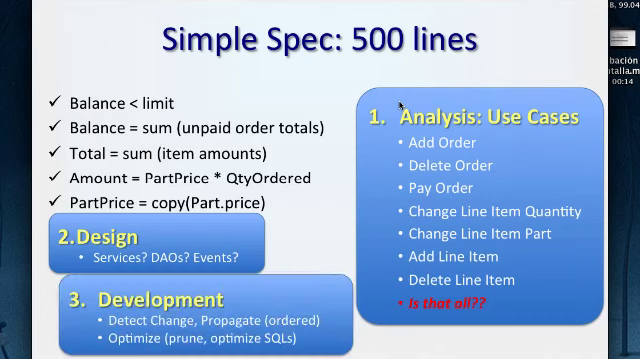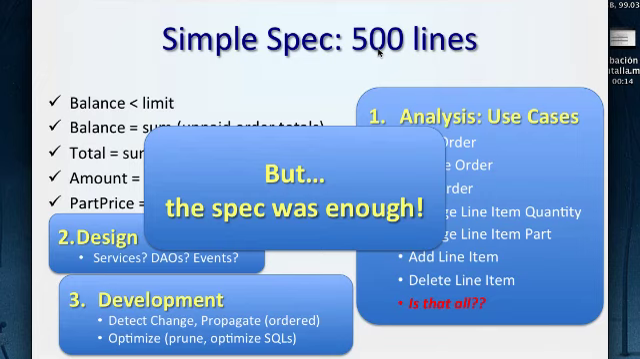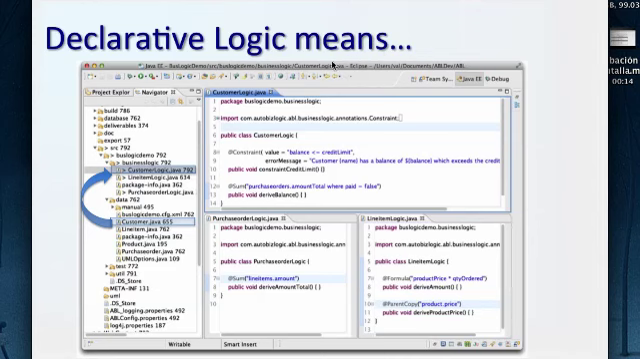And finally, I have to do development, that is, for each of these use cases, detect changes, do propagation to related data, and I have to do optimizations to prune and optimize my SQLs. And I have to do that for each of these use cases, and that's where I get into 500 lines of code for what started with a simple problem. But we keep asking ourselves, golly, the spec was so simple, why wasn't that enough? Well, now it is.